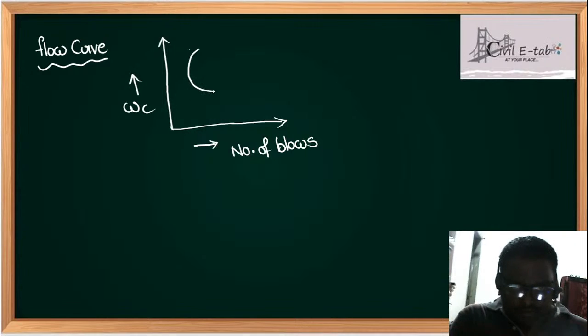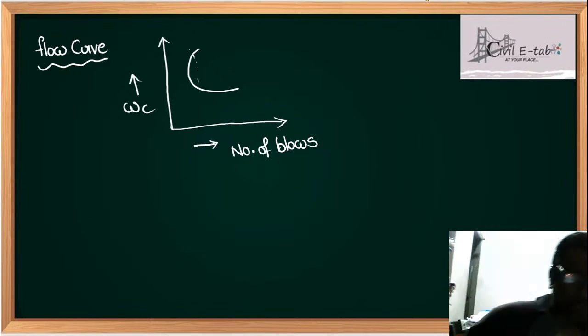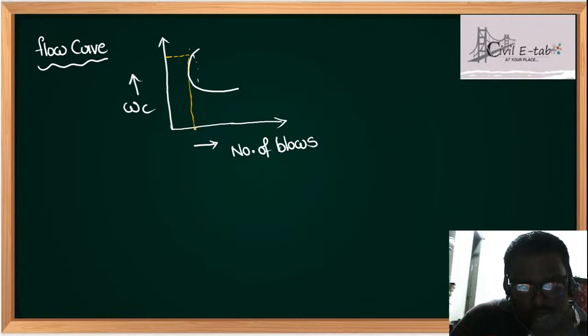Now see students, actually the graph will be like this. See students, more water content. This concept is very important students. Some people will understand in some other way, so I want to tell you this more clearly. See students, if the water content is more, definitely the number of blows will be less. If the water content is less, the number of blows will be more.